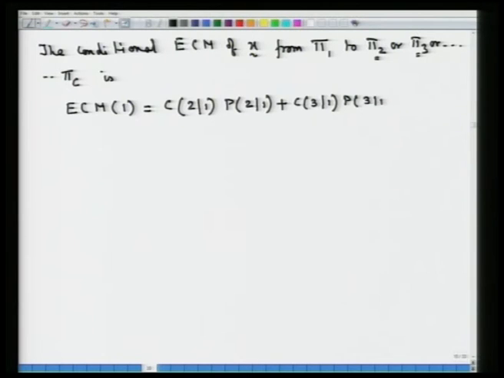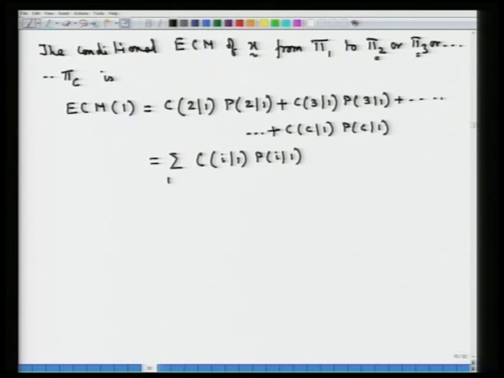So this would be given by this term, plus the last term in this summation, which will be C(c|1), where c is the cth population. This is the cost of misclassifying an observation from the first population into the cth population, multiplied by the probability of misclassifying this. So this basically is equal to the summation of C(i|1) into P(i|1), with i from 2 up to c. This is the ECM 1 term.